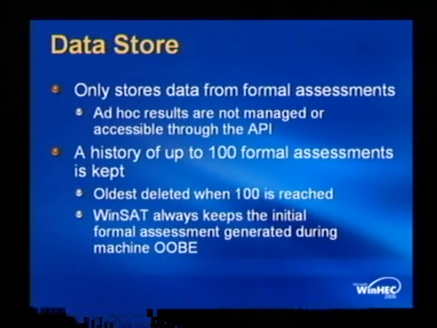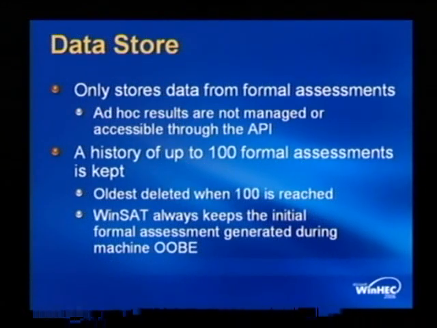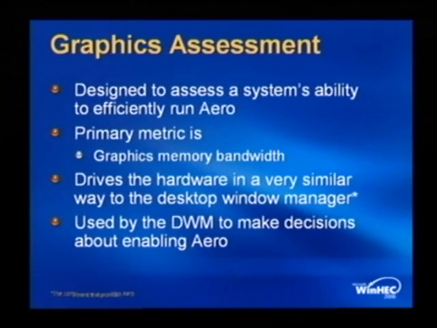The data store is pretty straightforward. It's just a series of XML files stored in a directory. The API and WinSAT itself will keep up to 100 of those, and once it gets past 100, it'll just delete the oldest XML file. There is one exception to that, and you'll see this when you look at the XML files down in the data store directory. We call one the initial assessment, and we never throw that away. That's always the very first assessment that happens on a machine. We always keep that one around. Typically, that's the one generated during the UBI process.